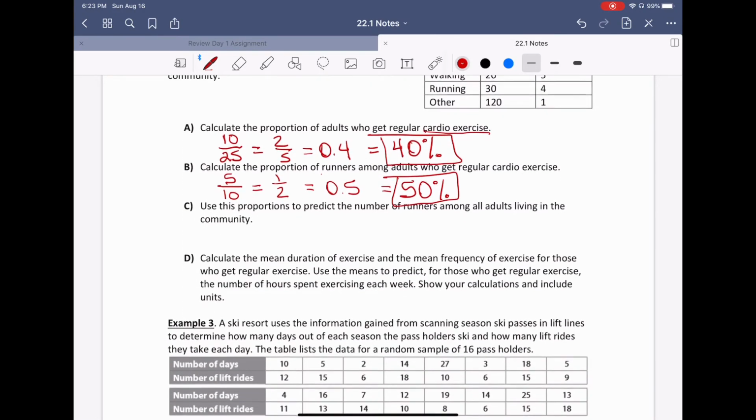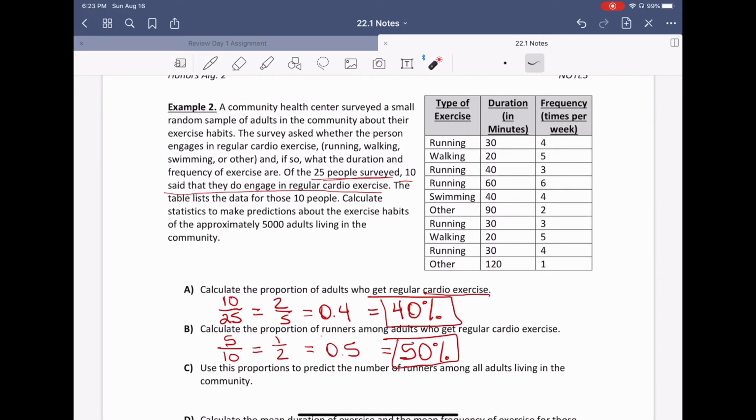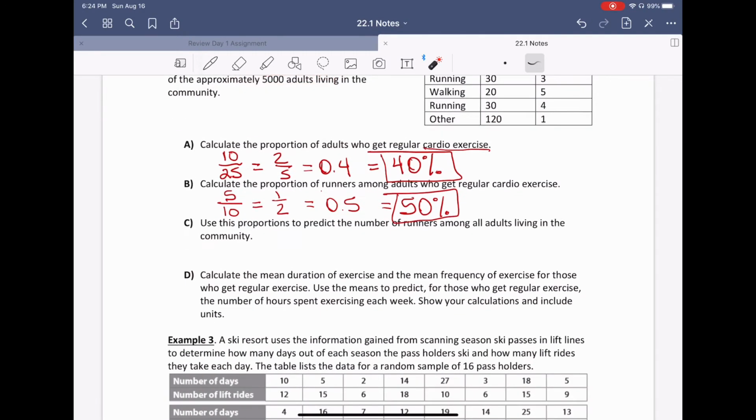Example C, use this proportion to predict the number of runners among all adults living in the community. Okay, so this is where we have to consider these statistics up here. It says the community is made up of approximately 5,000 adults. So we're going to take that number and multiply it by the proportion of adults who get regular exercise. So that would be 0.4.